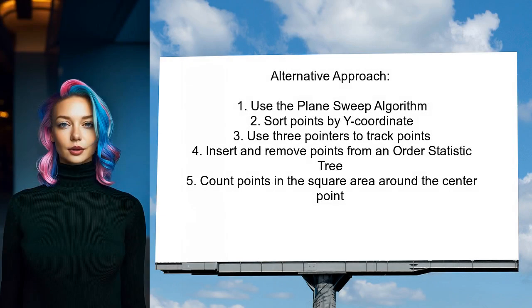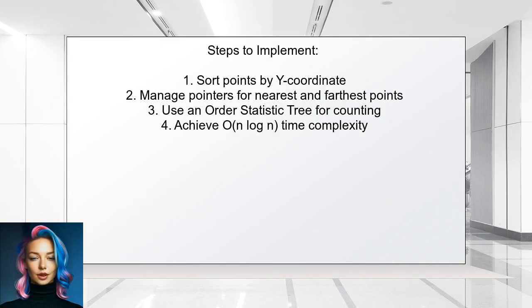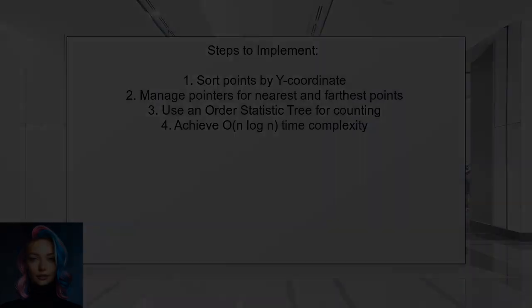An alternative approach suggests using the plane sweep algorithm for more efficient point selection. This method simplifies the problem by allowing one-dimensional range queries instead of two-dimensional ones. The user outlines steps to implement this algorithm, including sorting points, managing pointers for insertion and removal, and using a tree structure to count surrounding points. This method achieves a time complexity of O(n log n).